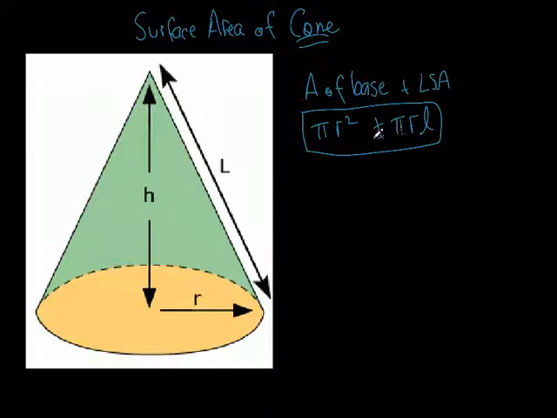So anyway, there you go. That's how you find the surface area of a cone. Not too hard. I don't even think I have to go through any examples on this at all. So you find the area of the base. This is the lateral surface area, pi r L.